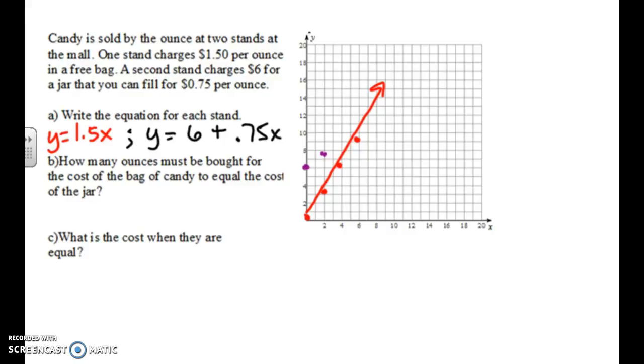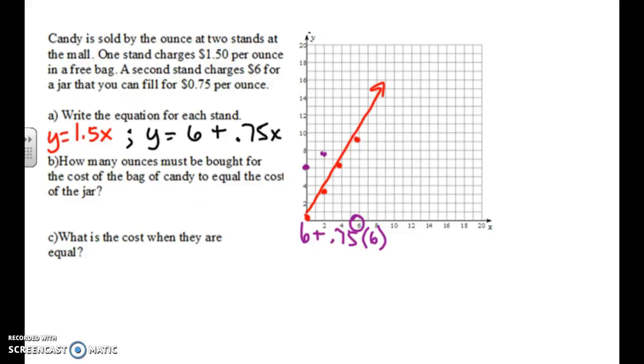So you need to find where this is going to cross the other one. Why don't we plug in like 6 as a test point? Because 6 gave us a nice one for the other. So let's do 6 plus 0.75 times 6 and see what that gets us, and see if perhaps that's where they're going to cross each other. So 75 cents times 6 is going to give you $4.50 plus your $6. So you're already at $10.50.